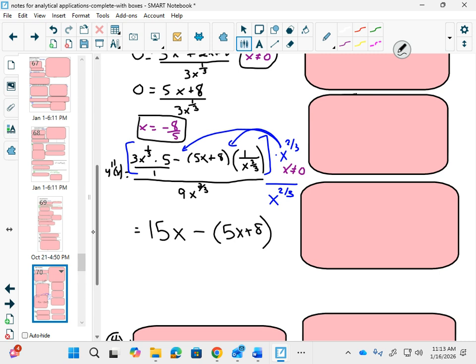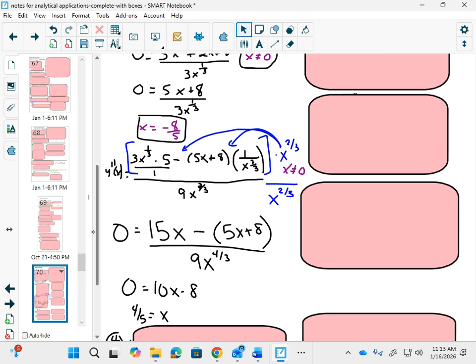Over, add the exponents, 9x to the 4/3. If I set that equal to 0, then the top has to be equal to 0, which is now 10x minus 8. And so x is equal to 4/5. Just a nice algebra technique to know about with fractions.